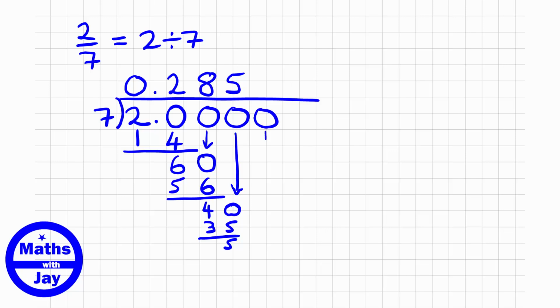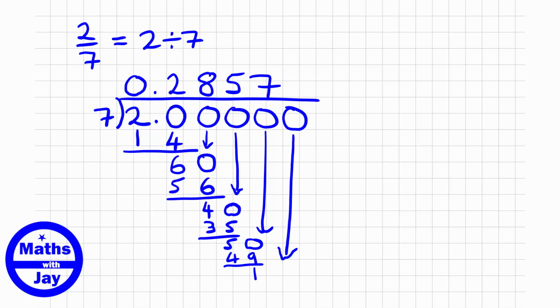Bring the next 0 down, and that gives us 50. 7's into 49 goes 7 times. And let's just write the next 0 in there. So do the subtraction. So we've got 50 minus 49 is 1. Bring this 0 down here. And that gives us 7's into 10. 7 goes into 10 just once, doesn't it? So 1 times 7 is 7. Do the subtraction and we get 3.